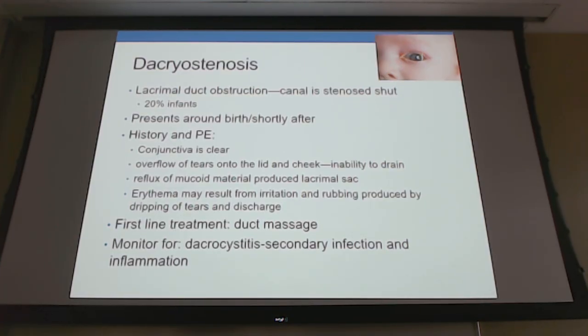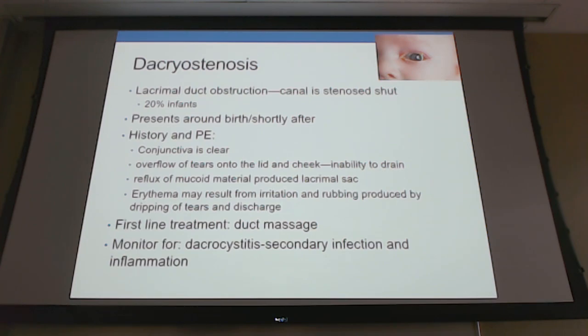So tiny new little babies coming out. The lacrimal duct itself is teeny tiny and it's stenosed down. It hasn't really opened up yet. So you don't have a drainage channel. So if your eye is continuing to make fluid, you can't drain it.